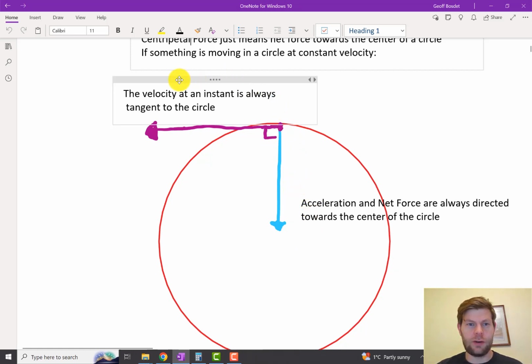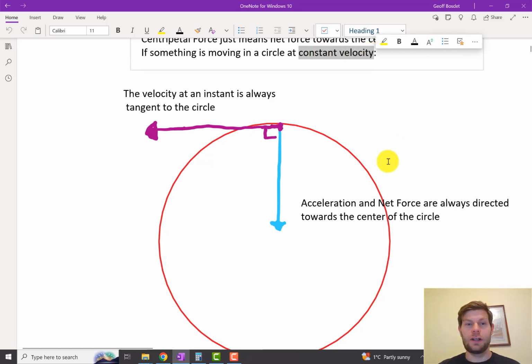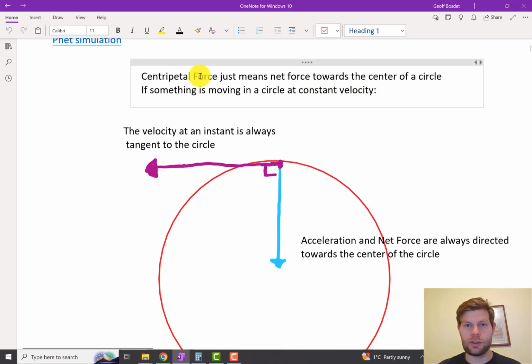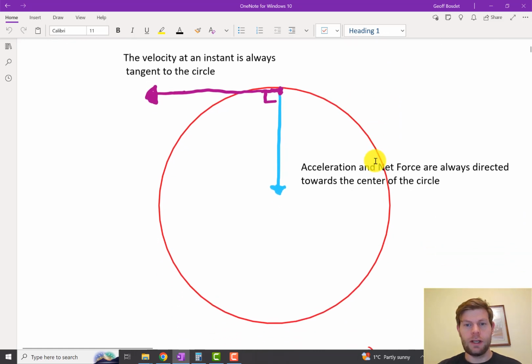So this is kind of how things should always be if something is moving in a circle at a constant velocity. Its velocity is always tangent to the circle, so 90 degrees to a radius in the direction of motion. And your acceleration and net force is always towards the center of the circle. Always, no exceptions for something moving in a circle at constant velocity. So centripetal force, net force towards the center of the circle. If it's moving at a constant velocity in a circle, acceleration, net force always directed towards the center. Velocity is always tangent.